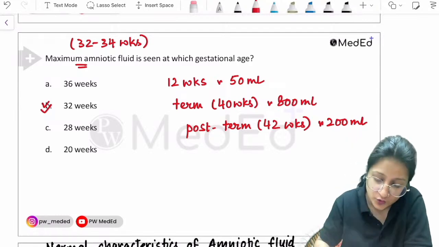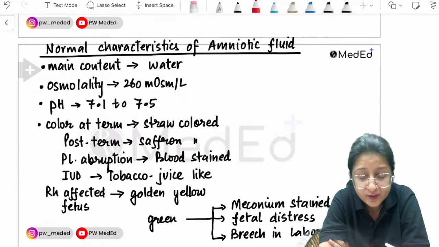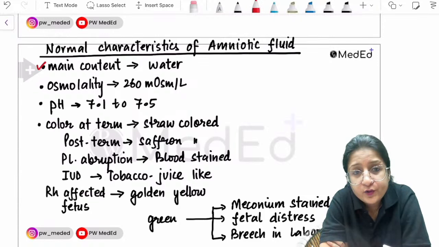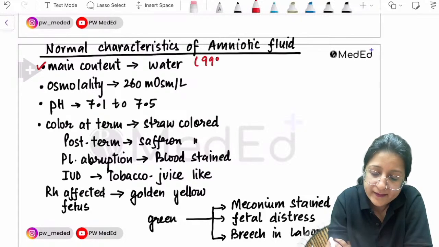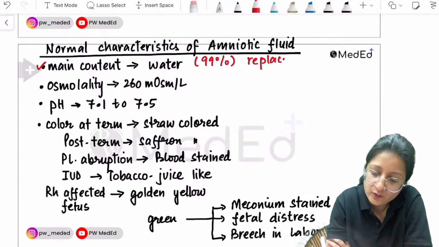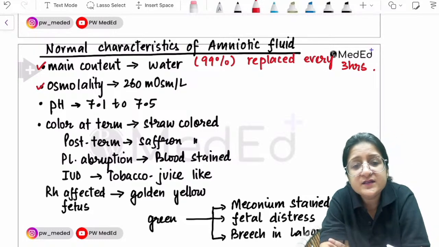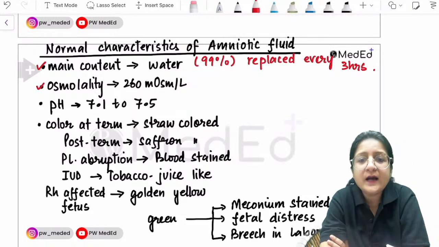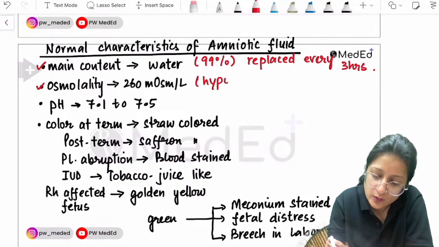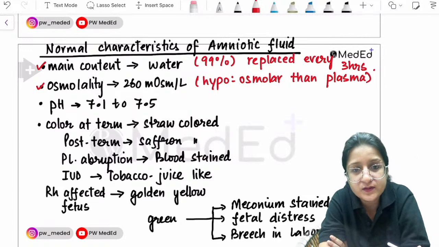Keep that in mind. What are the other important normal characteristics of amniotic fluid that you should remember for MCQ purposes? The main content of amniotic fluid, as you all know, is water. 99% of the amniotic fluid is water, and this water is replaced every 3 hours. The osmolality is about 260 milliosmol per liter. Basically, it is more dilute, or hypoosmolar, than the plasma, both the maternal plasma as well as the fetal plasma. That is what it means.